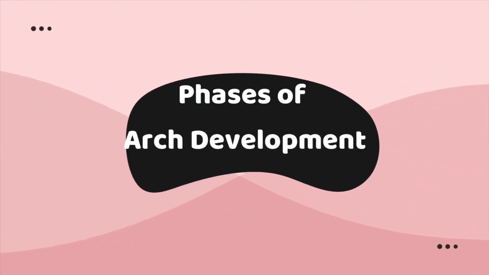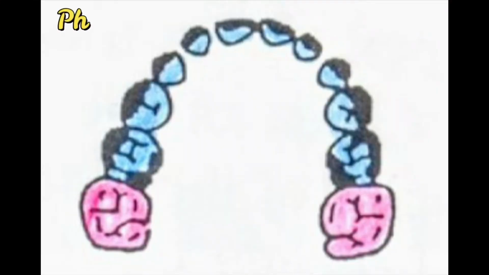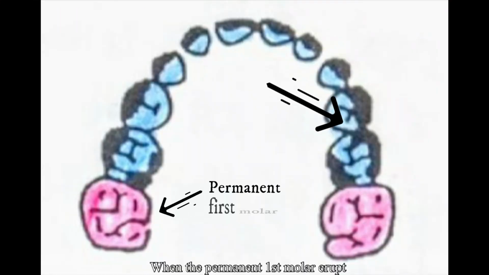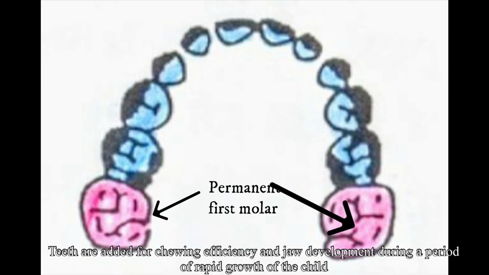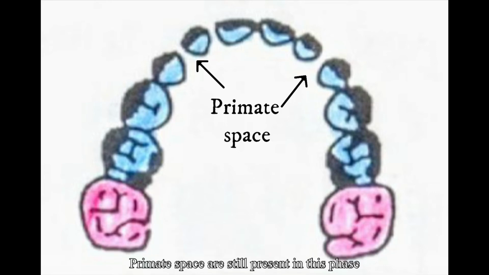Phases of arch development. The ramus and body of the jaw develop and undergo lengthening and horizontal growth to achieve their mature form and accommodate the larger permanent teeth. Phase 1 begins when the permanent first molars erupt. Teeth are added for chewing efficiency and jaw development during a period of rapid growth of the child. Primate spaces are still present in this phase.